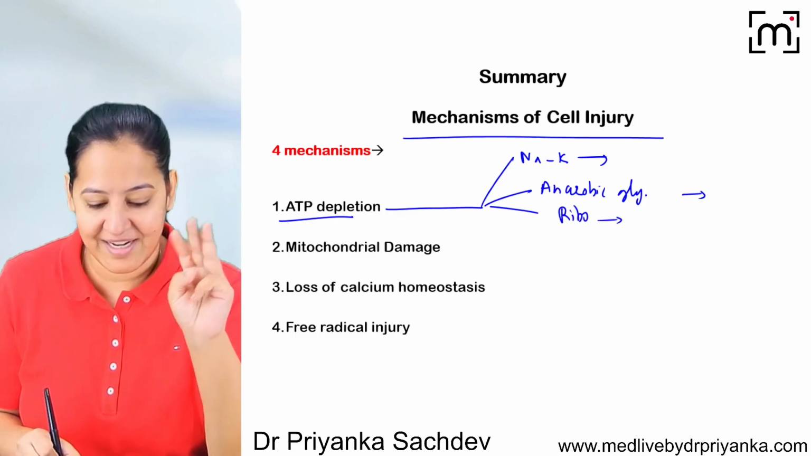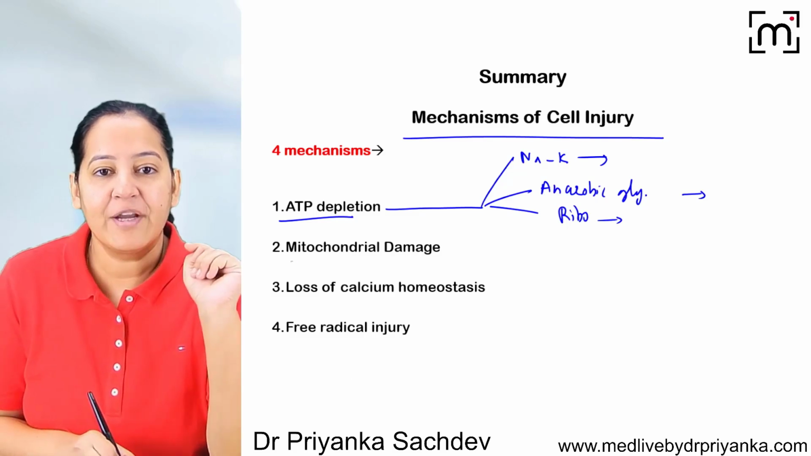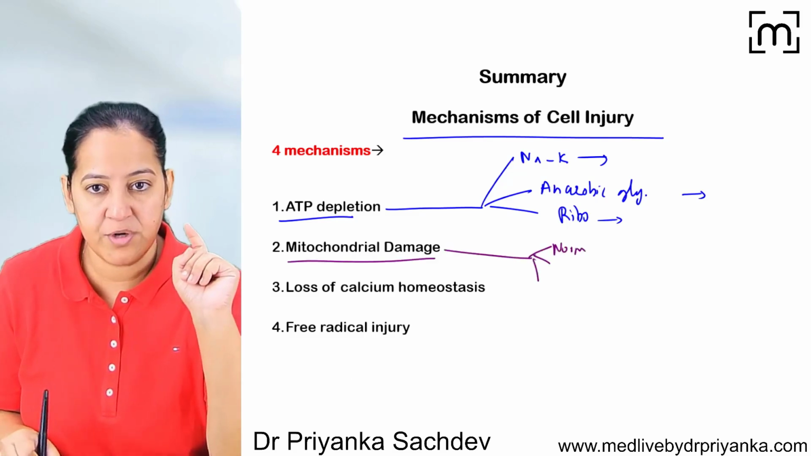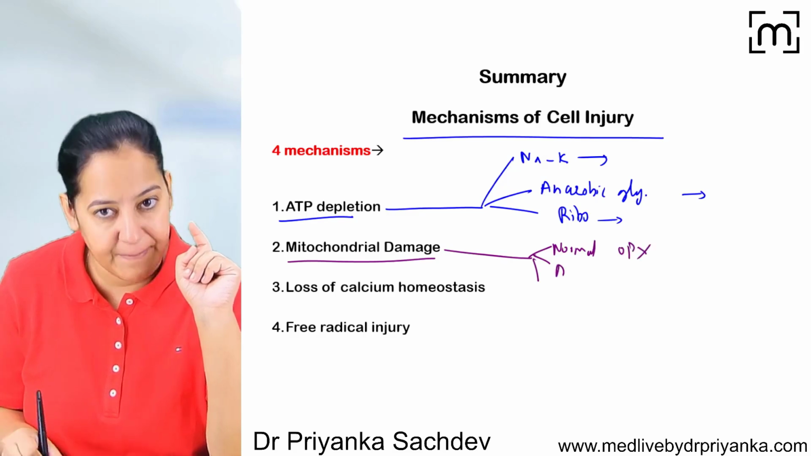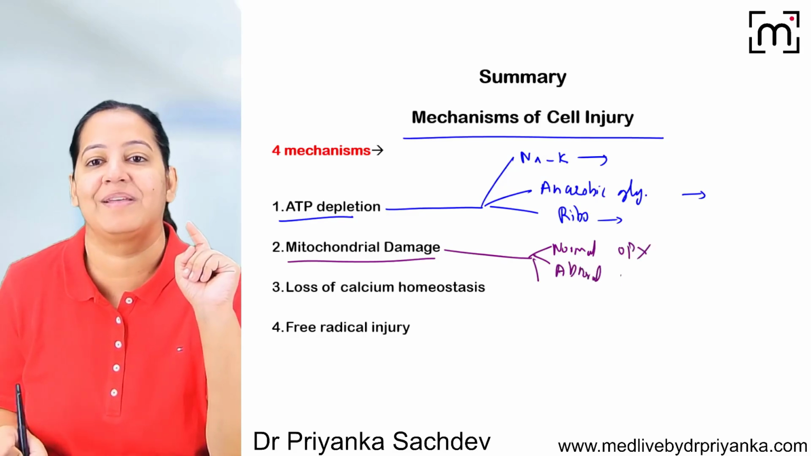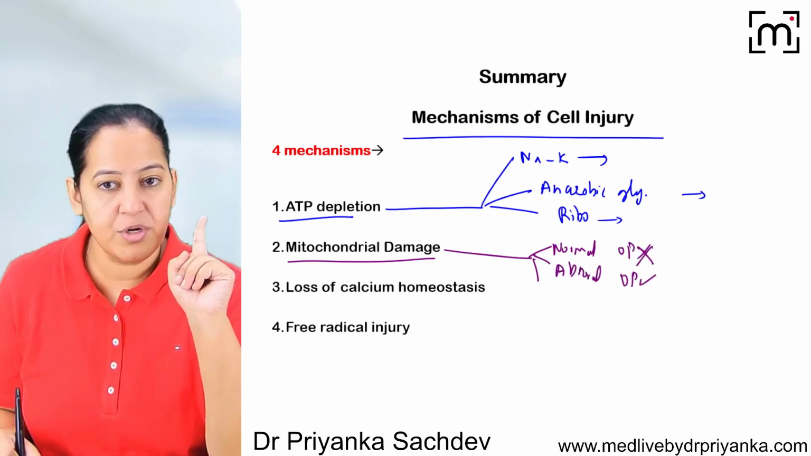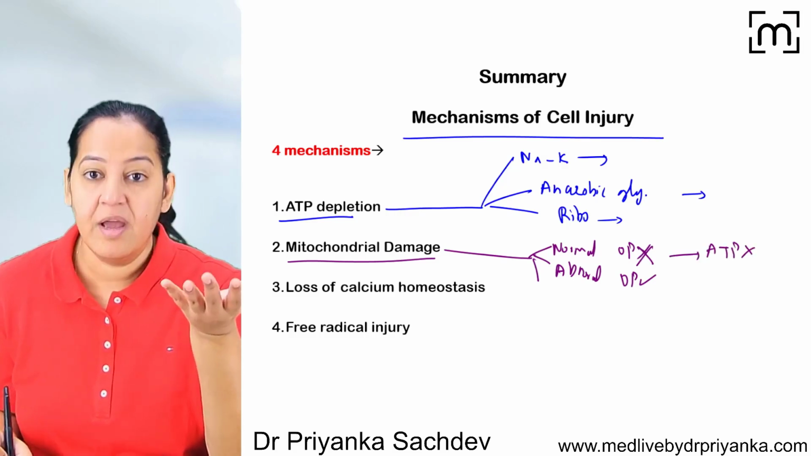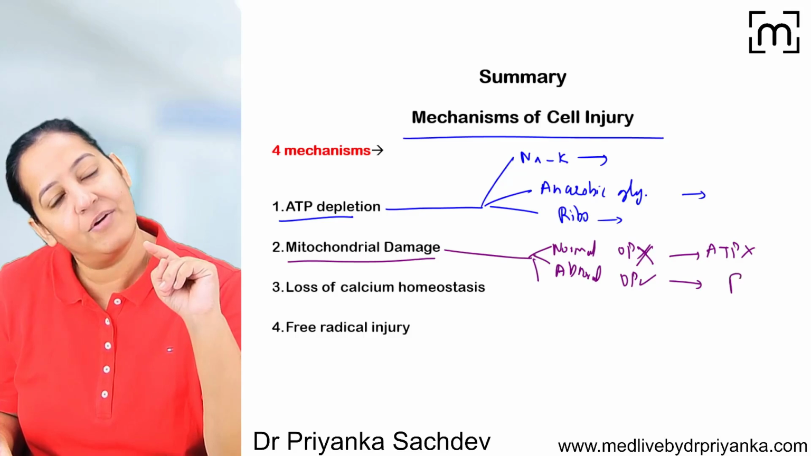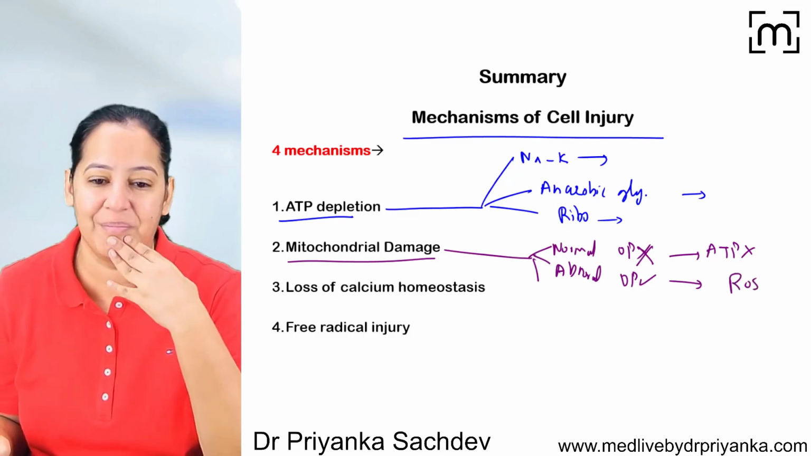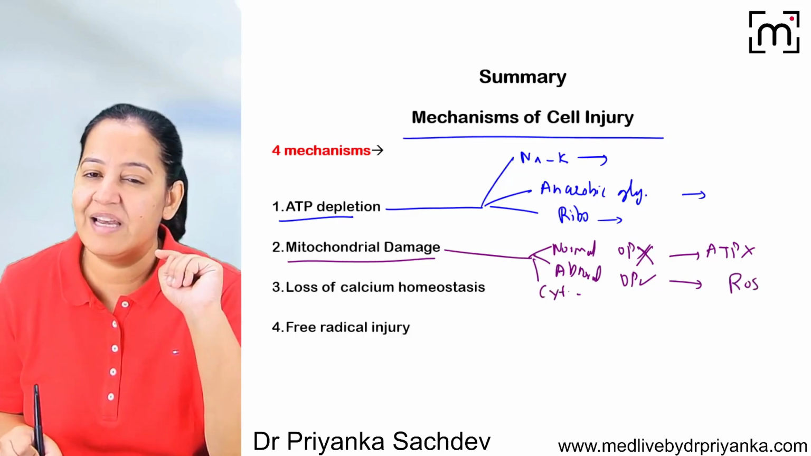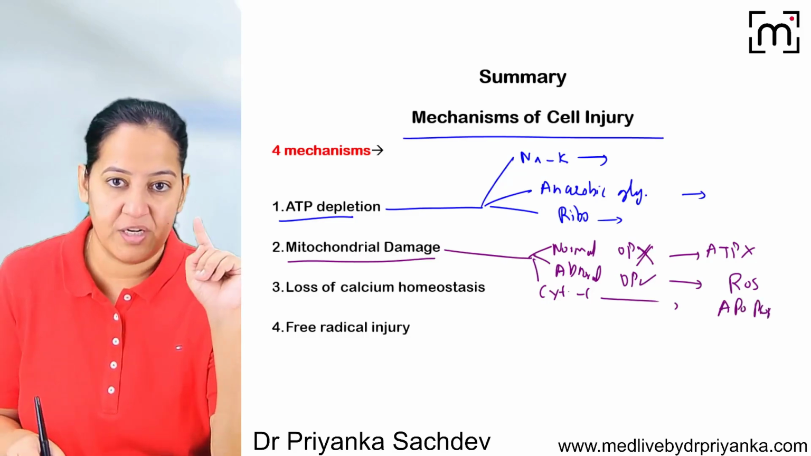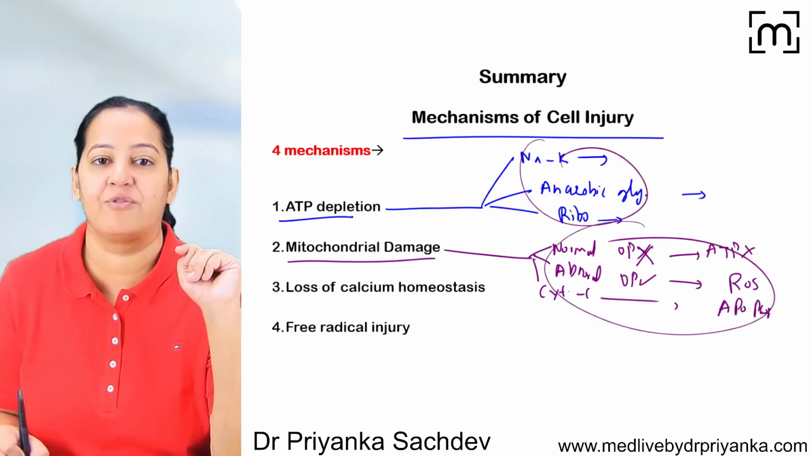So these are the 3 mechanisms broadly I taught you. Mitochondrial damage, here also 3 things will take place. Number 1, normal oxidative phosphorylation will not take place and abnormal oxidative phosphorylation will take place. If normal oxidative phosphorylation does not take place, there is no ATP formation. That is ATP depletion. And abnormal will take place, that is, reactive oxygen species or free radicals will form. And third thing, cytochrome C will leak out. That will lead to apoptosis. So these are the three flowcharts you have to draw here.